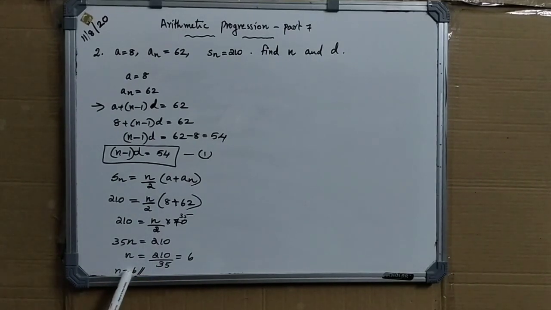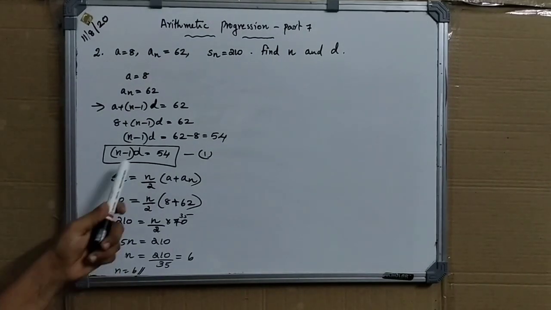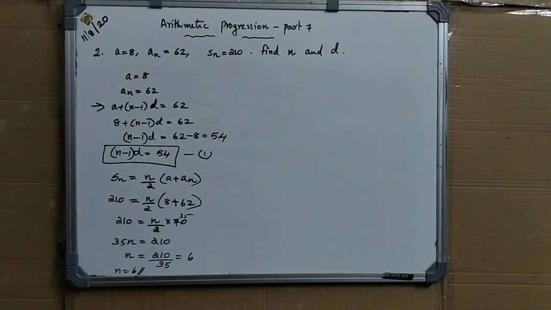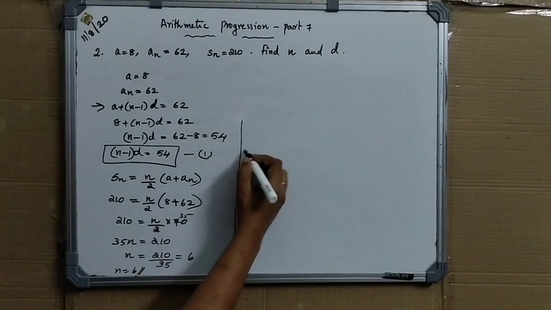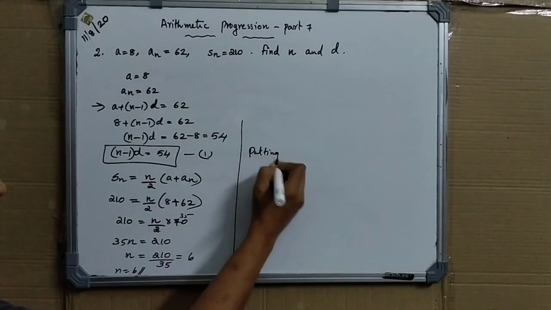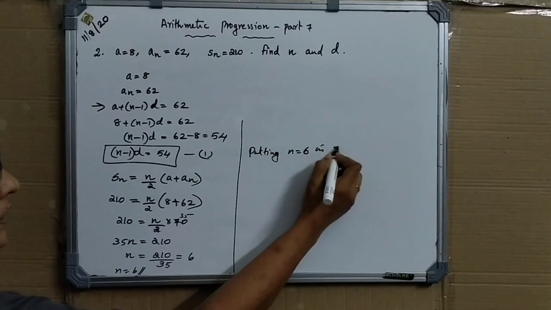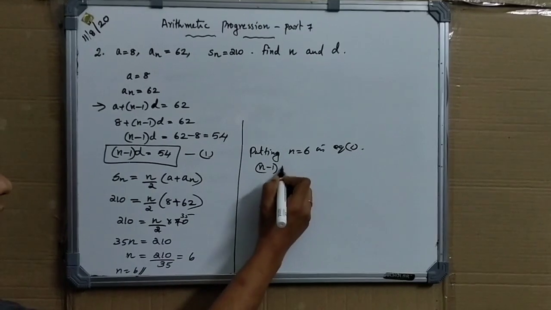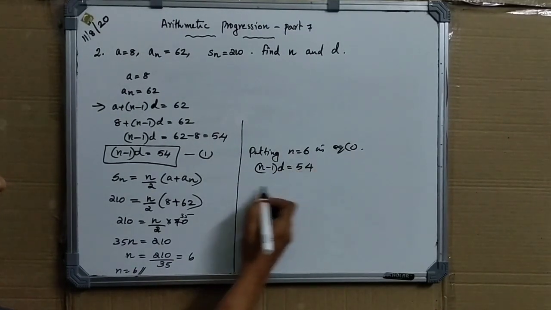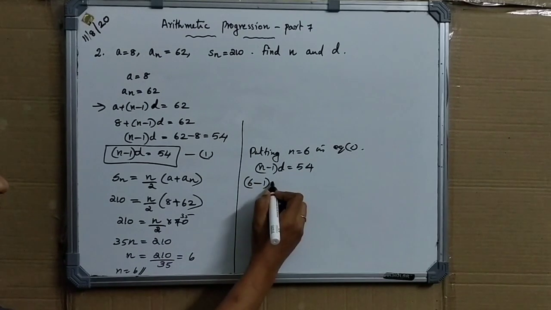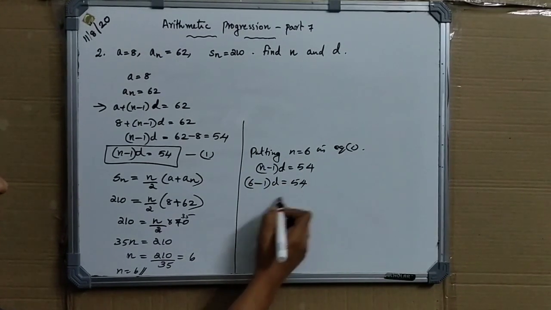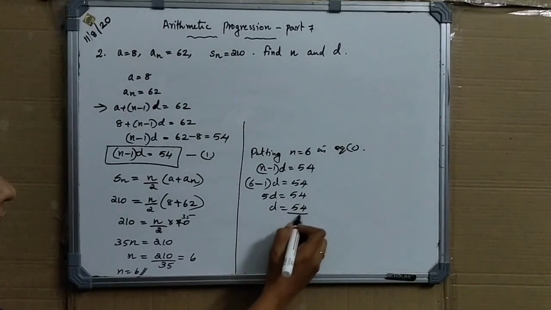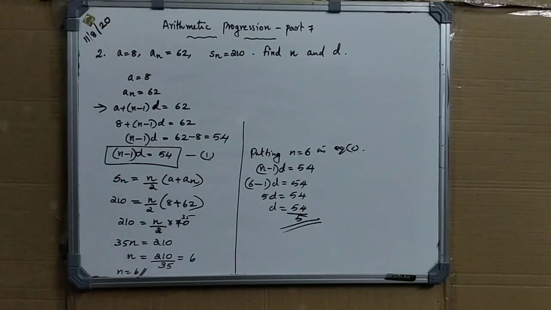Okay. So if you get the number of terms as 6, you can apply that value in equation number 1. You will get what d is. So putting n equal to 6 in equation 1, we have (n minus 1) into d equal to 54. (6 minus 1) into d equal to 54. 5d equal to 54, or d equal to 54 divided by 5. Okay.